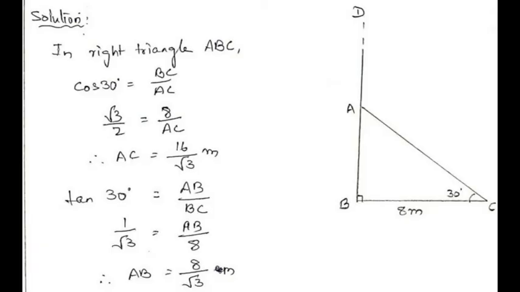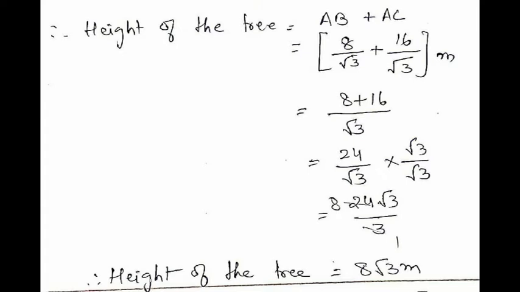So using the right angle triangle ABC, using the formula for cos 30 and tan 30, we can find the height of the tree is equal to AB plus AC, which comes to 8 root 3 meter.